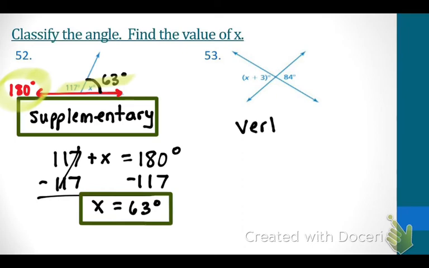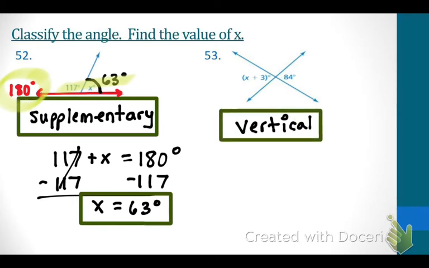Vertical angles. How can you tell that those are vertical angles? Very good. All right, vertical angles always look like an X. So what do we know about vertical angles? Who can help me with that? The same thing on both sides. Correct. Vertical angles equal the same thing on both sides. So that means this equals the same thing as that.